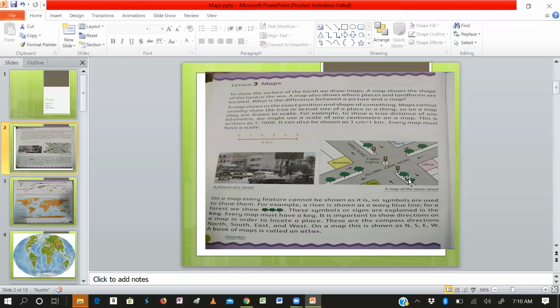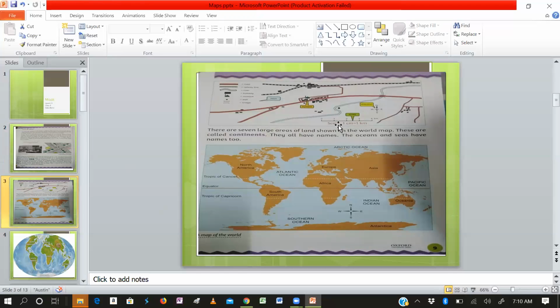And this actual size is shown to us through a scale on a map. Like you can see this scale on this map. So we are told about the actual size of a place or thing through this scale. And 1 centimeter in a scale equals 1 kilometer. Then also here we have a key.